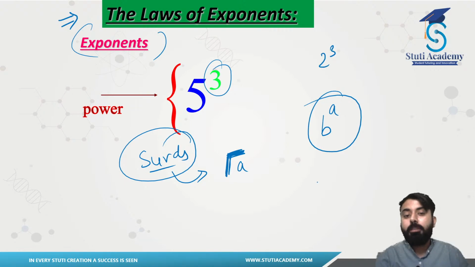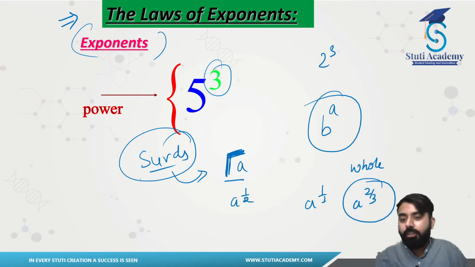Surds are basically the powers which are either in fractions, or if I tell you, they are not whole powers. That means they are not whole numbers. If I represent this, it will be a raised to power 1 by 2. Similarly, a raised to power 1 by 3, a raised to power 2 by 3. So these are your surds and these are your exponents.